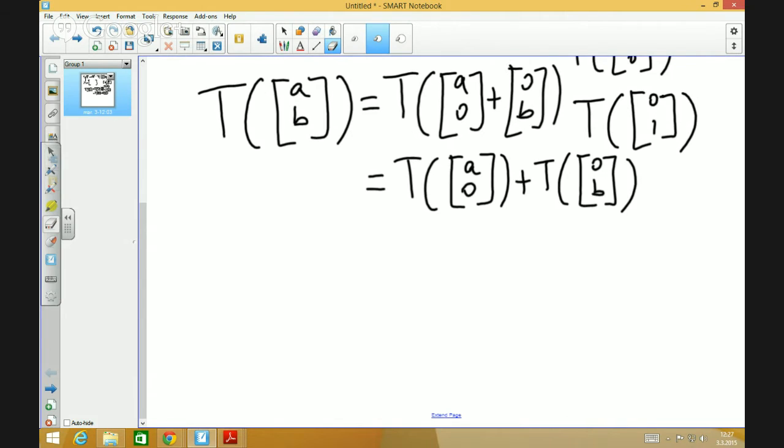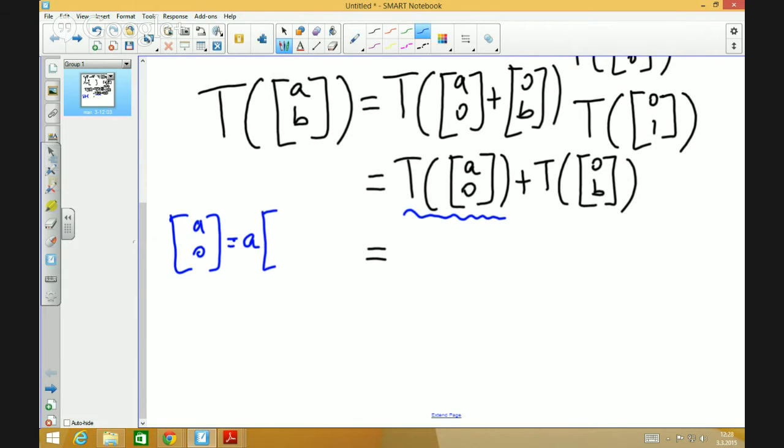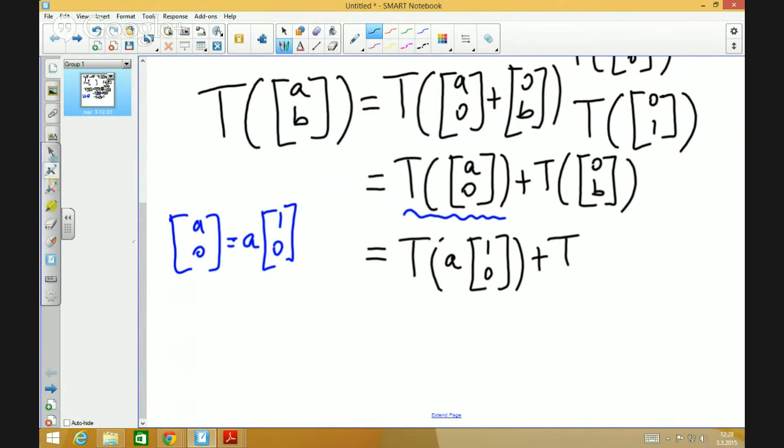Okay, so let's keep going. Now, what is this thing here equal to? Well, what is the relationship between the vector (a, 0) and the vector (1, 0)? Well, (a, 0) is nothing but a times (1, 0), isn't it? So this is actually T of a(1, 0) plus what? What is the relationship between (0, b) and (0, 1)? b times (0, 1).